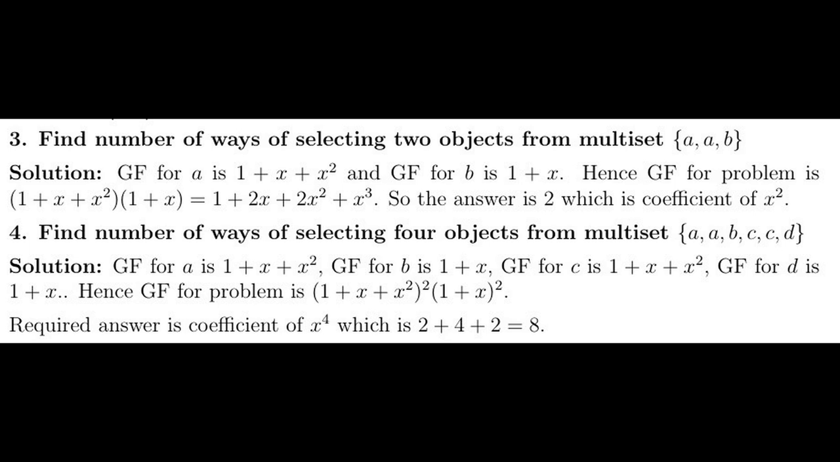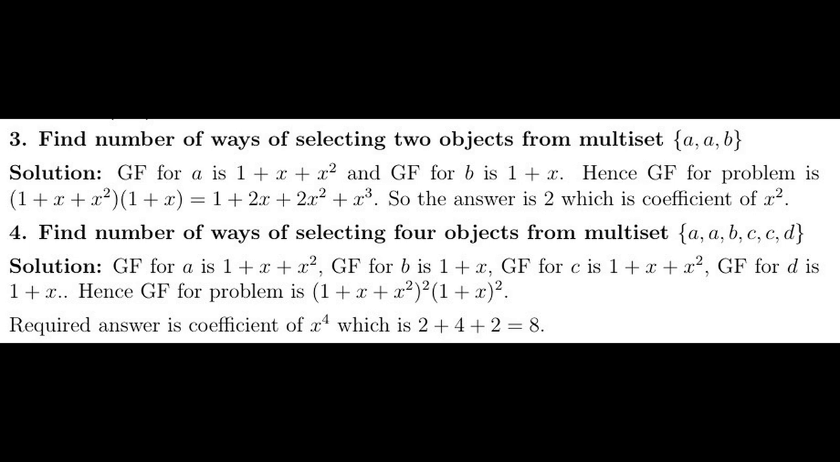Okay, so let us write the generating function for A. Either no A is present, that means x raised to 0, or 1 A is present, that means x raised to 1, or x raised to 2. So the generating function for A will be 1 plus x plus x squared. For B, it will be 1 plus x. So the overall generating function for this problem will be (1 plus x plus x squared) into (1 plus x), which is 1 plus 2x plus 2x squared plus x cubed. So the answer for the required question is the coefficient of x squared, which is 2.